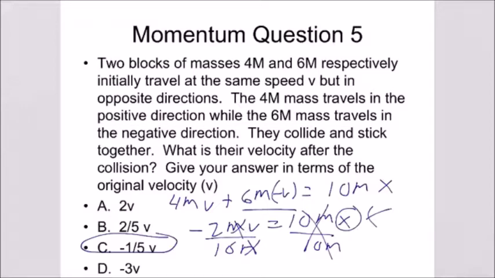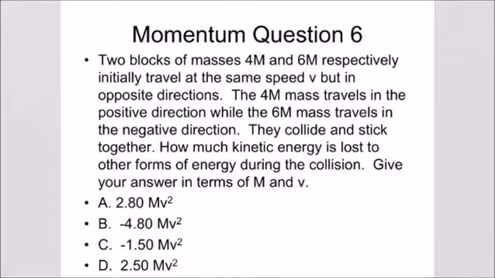So now let's move on to number 6. Number 6 again looks like the same problem, but this time we want to find how much kinetic energy is lost to other forms of energy. We want to give our answer in terms of m and v.